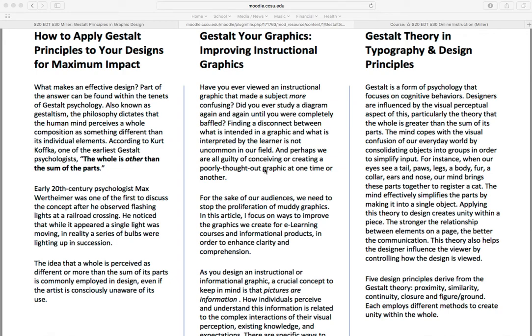So hopefully at this point you've had a chance to look over the article and get a bit of an understanding of the Gestalt principles and what they are, and more importantly, why they're important. This first page I did pull from several different sources and just kind of stuck them together to get an idea from a couple different perspectives. The one in the middle in particular, because it is specifically related to instructional graphics, I think is useful.